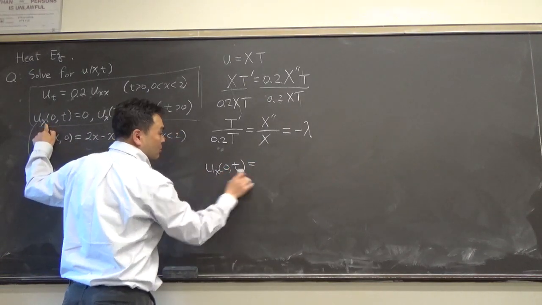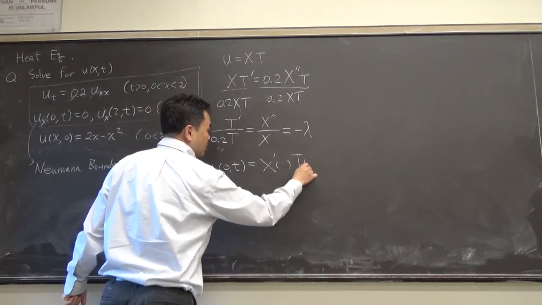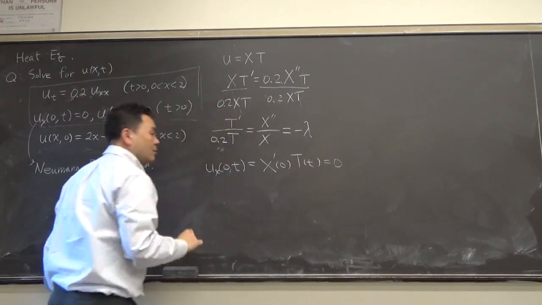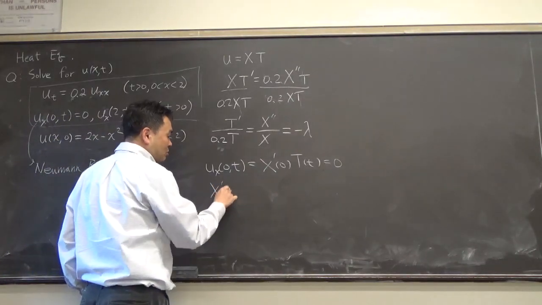Okay? Now, the boundary conditions here, let's see what u_x(0,t) means. That's like you differentiate in x once, and then you plug in 0 and t, and that has to equal 0. And since you don't want trivial solutions, you need X prime of 0 to be 0.